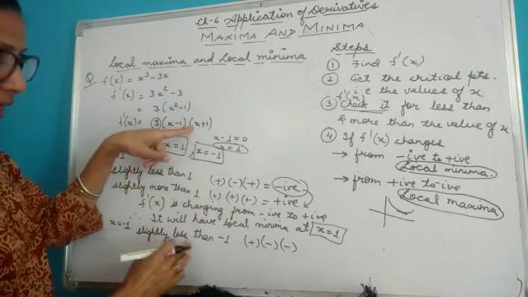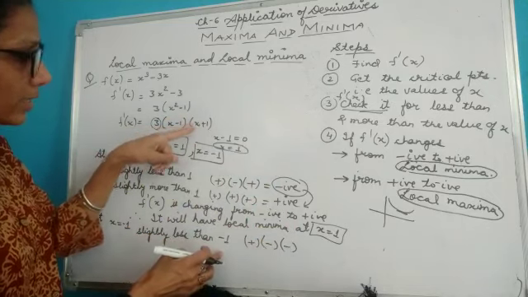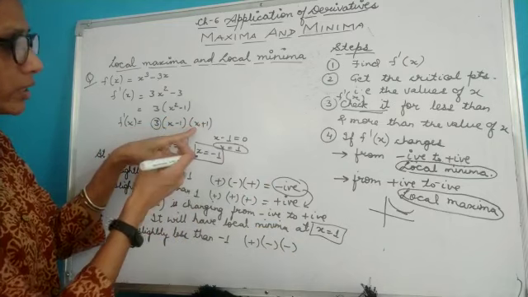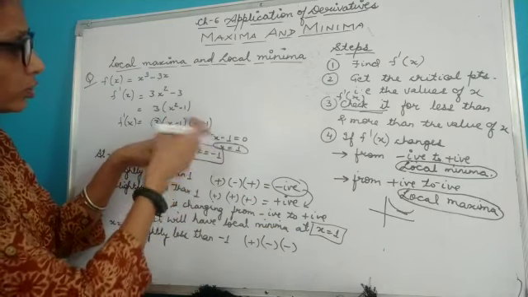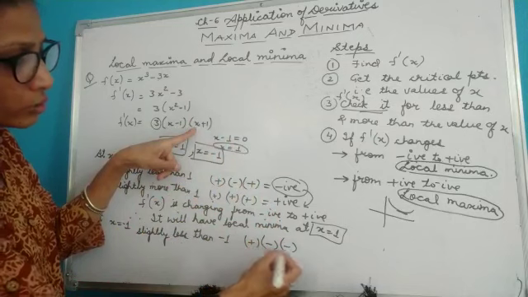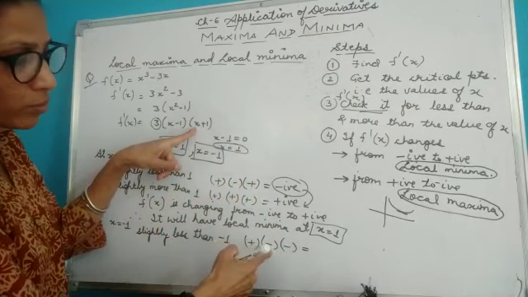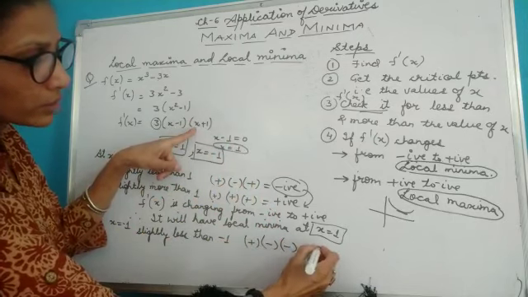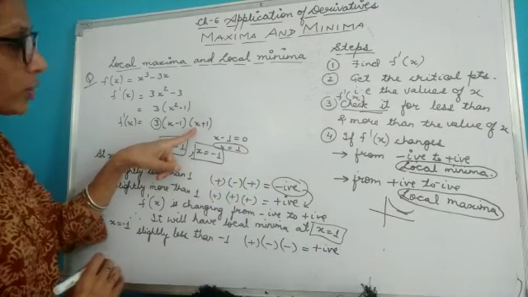I have written slightly less than minus 1, so you take slightly less than minus 1. You can take minus 1.1. So it will give me a minus value. So this is now plus into minus is minus, minus into minus is positive. So this is giving me a positive value.